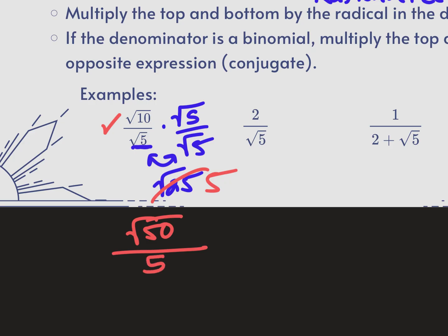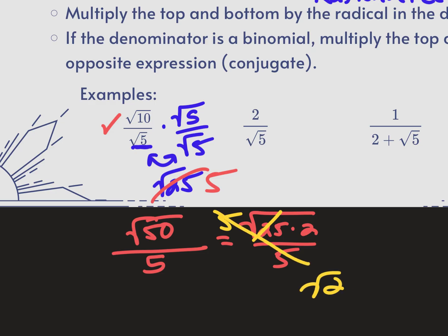Can we break down 50? Yep. What times what gives me 50? A perfect square and a non-perfect square. 25 and 2. Perfect. And then what is the square root of 25? So this comes out. And then what can I do with the 5 on the top and the 5 on the bottom? We can divide. So I'm left with just the square root of 2.